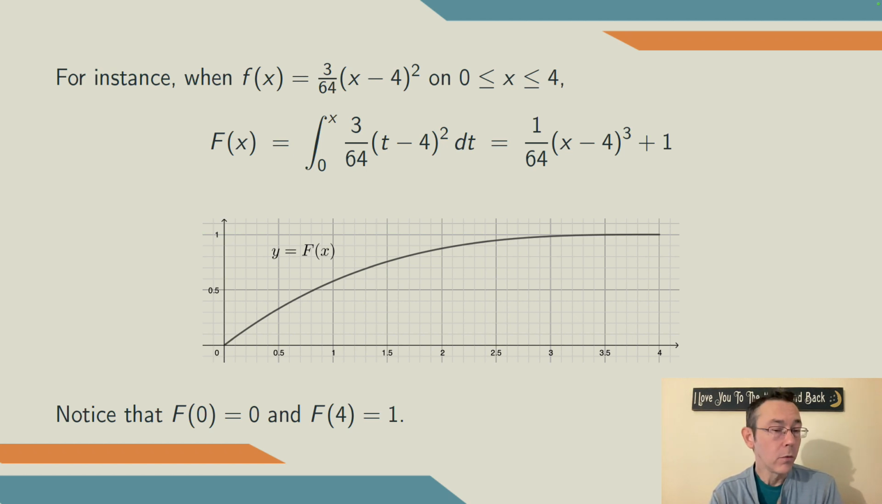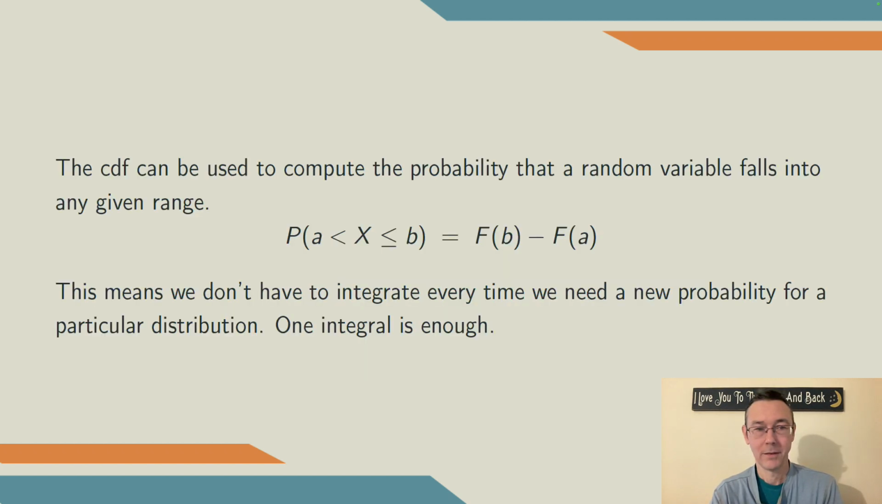Notice that F of 0 is 0, so there we're at the left end of the support, so no probability has accumulated. The probability that x is less than or equal to 0 is 0. Also notice that F of 4 is 1. Now we're at the right end of the support, so all of the probability has been accumulated at that point. The probability that x is less than or equal to 4 is 100%.